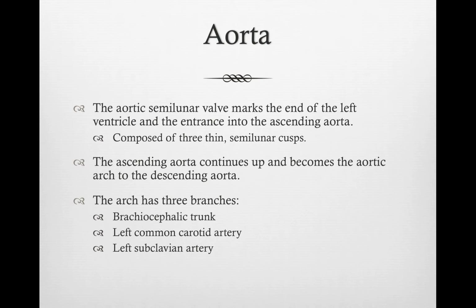And the arch itself has three branches of arteries that come off of the aorta to serve various portions of the body. And they are, in order of blood flow, assuming blood is passing up the ascending aorta and hitting the aortic arch: the first vessel that blood is going to hit is the brachiocephalic trunk or the brachiocephalic artery. Either one is fine. The next vessel in order is the left common carotid artery. And then finally, the last is the left subclavian artery.